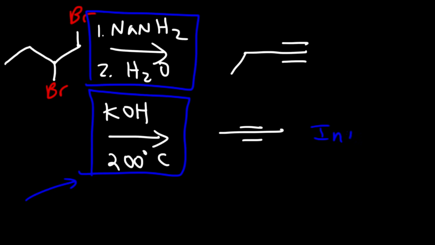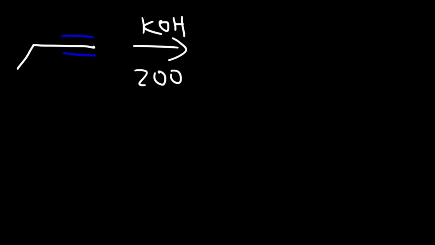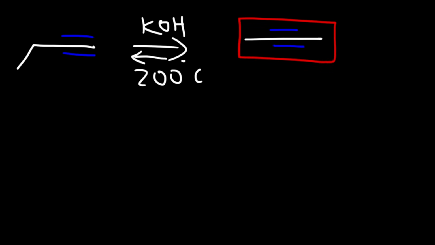In fact, if you take, let's say, a terminal alkyne, and if you react it with potassium hydroxide at high temperatures, this will isomerize into the internal alkyne. These two actually exist in equilibrium. These reactions are reversible, but at high temperatures, the more stable alkyne will be the major product. And internal alkynes are more stable than terminal alkynes. So that's why potassium hydroxide at high temperatures will favor the internal alkyne.